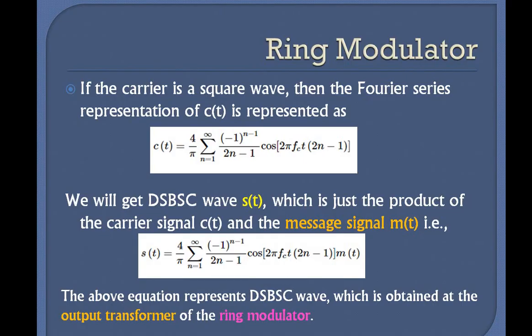The output equation will be given in terms of the Fourier series representation of the square wave, and the output DSBSC wave s(t) = c(t) m(t). What is c(t)? The carrier wave we are using in the ring modulator is a square wave, and considering its Fourier series representation we get the output as the above equation, which represents the DSBSC wave obtained at the output transformer of the ring modulator. I hope you are clear with this topic of generation of the DSBSC signal.